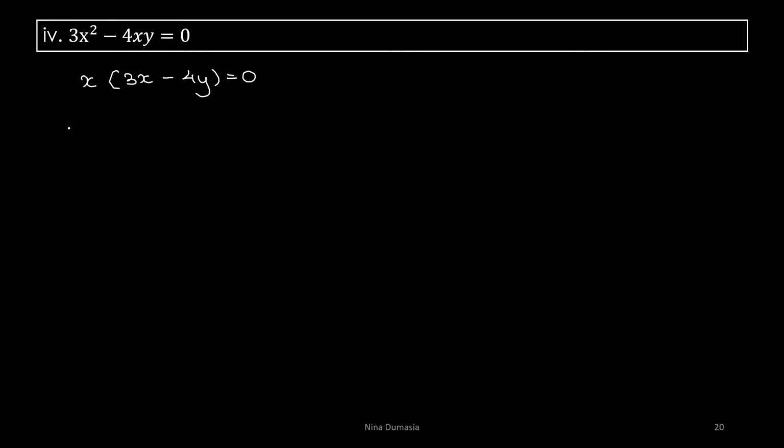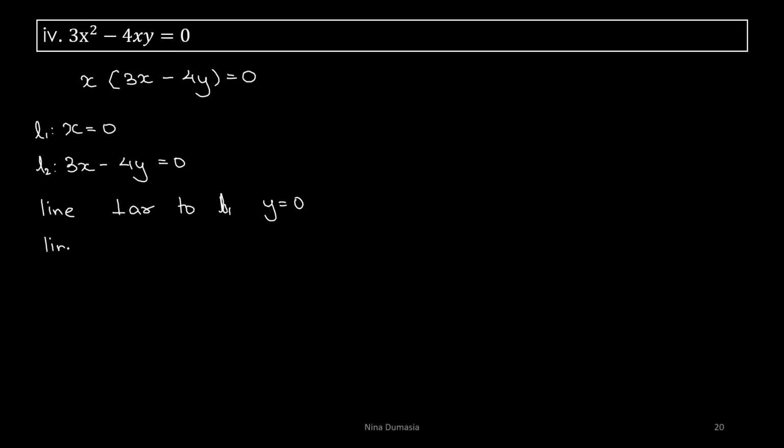Okay, first equation is x is equal to 0. Next one is 3x minus 4y is equal to 0. Call this line 1, and this one line 2. So what will be the line perpendicular to line 1? The line perpendicular to x is equal to 0 is y is equal to 0. That is the y axis, and this is the x axis.